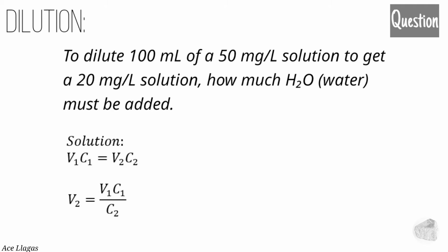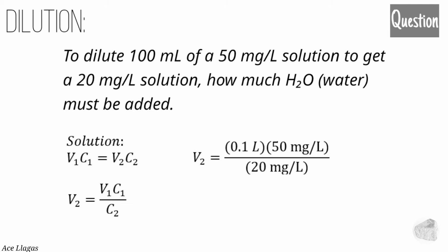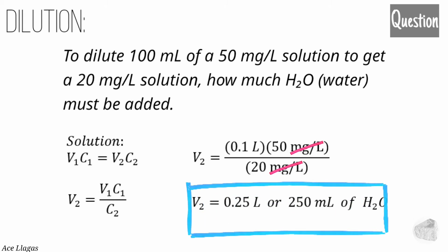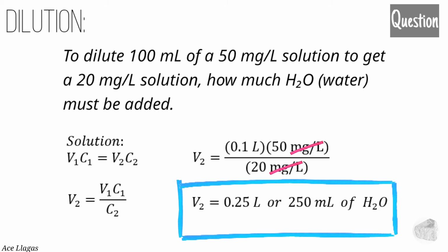Deriving our formula in terms of V2 or the final volume, we get this. Now, by adding our given values and cancelling out milligram per liter, our final unit should be liters. We now get that 0.250 liters or 250 milliliters should be the final volume of the solution.